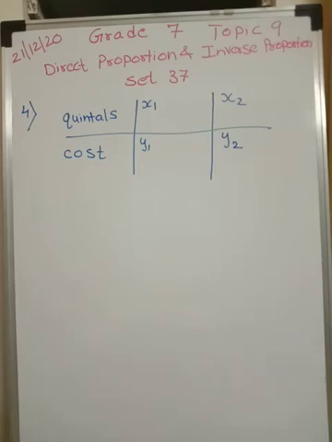Good morning, grade 7. Let's start with the fourth problem from set 37, which is related to direct proportion. Now, see, the cost of 12 quintals of soya bean is 36,000 rupees. How much will 8 quintals cost? Now, as the quintals increase, the cost will also increase. So, first we will write it is direct proportion.